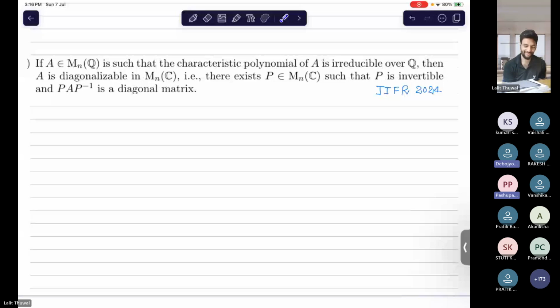Take the previous matrix, the 2 cross 2 matrix, to counter the example. Then this statement becomes false. Take the same matrix and the characteristic polynomial becomes x square plus x plus 1. But the diagonalizability is asked over C here, not over Q.